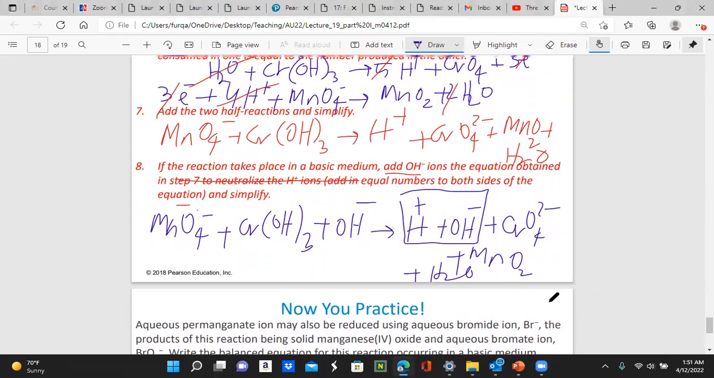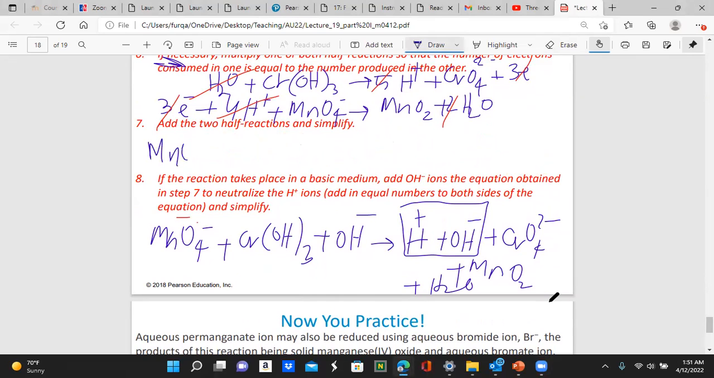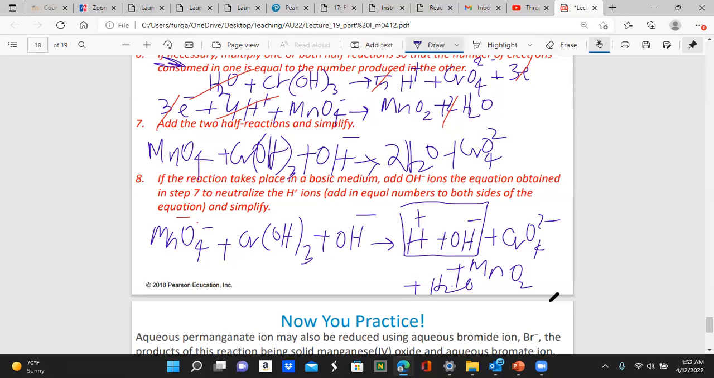So we have to further simplify that. And because I do not have a space, I'm going to use this space now to further simplify it. Okay, so the final equation is going to be MnO4 minus plus Cr(OH)3 plus OH minus plus H2O. So this H2O, this H2O together is going to be, oops, not plus, it's going to be the arrow now. So that's going to be the arrow, means you're going to have two H2O molecules plus CrO4 2 minus plus MnO2. That's going to be your balanced equation at the end.